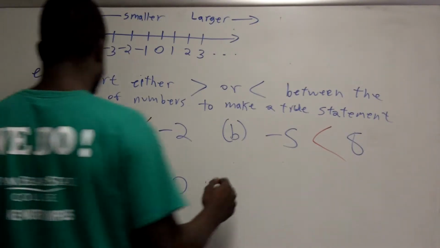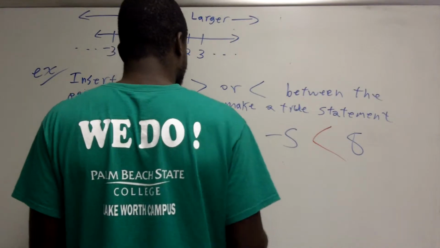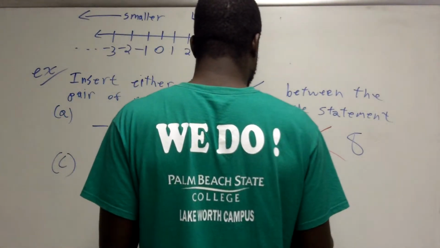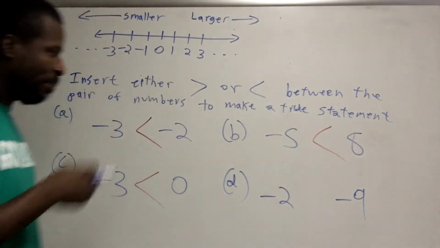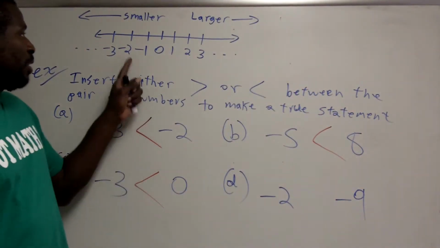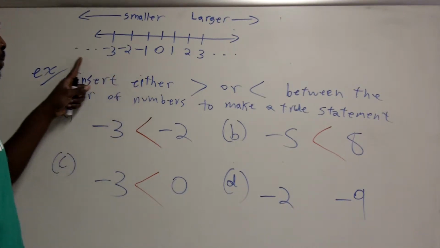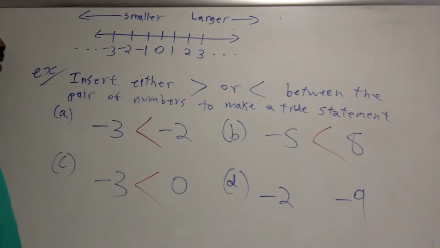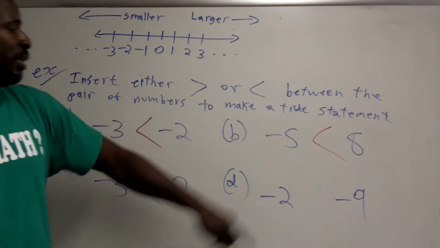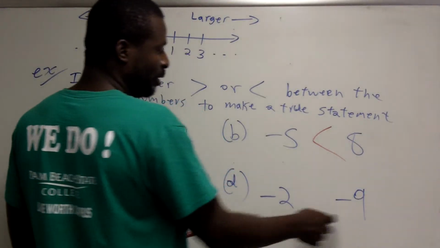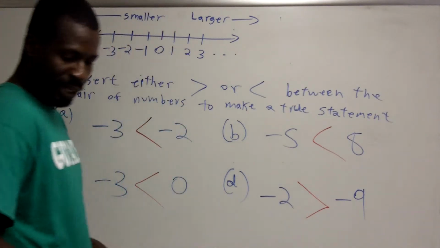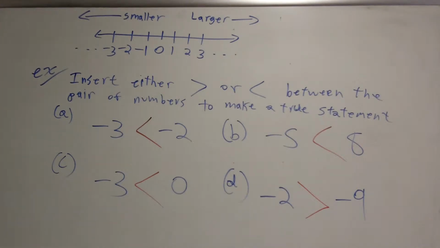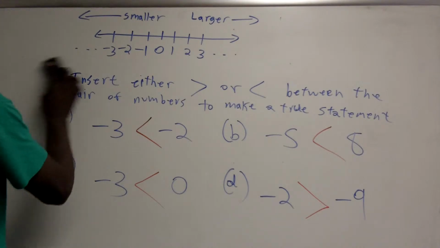Actually, let's try one more. Part D, -2 and -9. For that pair of numbers, -2 is here on the number line, and we'd have to keep counting towards the left to get to -9. -9 would be further to the left than -2. So -9 is actually the smaller number. So the number sentence would read -2 is greater than -9. So that's one thing you're going to be asked to do. You're going to be asked to make the determination of which number is larger and which number is smaller.